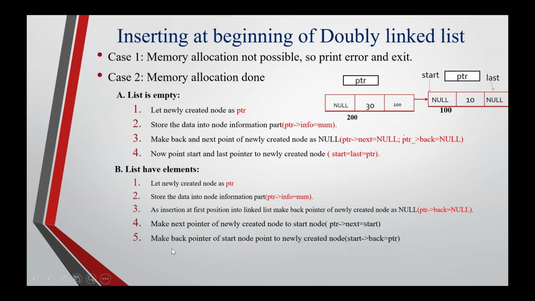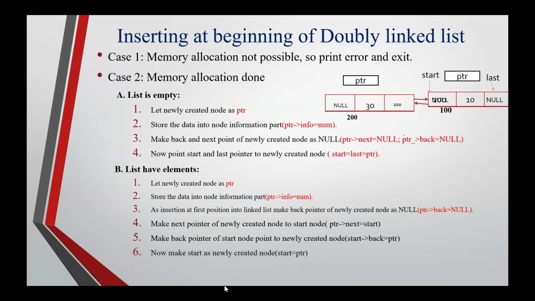Then make the back pointer of the start node point to the newly created node. Previously, the start node was null because there was no data. Right now it's going to be the first node, after which the second node becomes start. So that's why we have to make the start back, a connection. So this is 200. We have to store 200. Once we store that, the connection is established to this one.